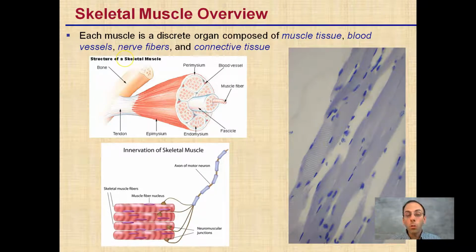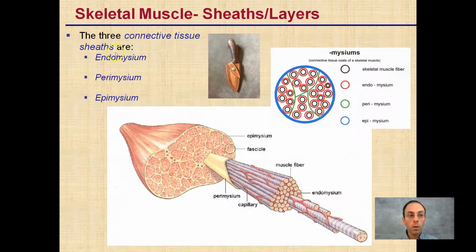So, skeletal muscle overview. Each muscle is a discrete organ composed of muscle tissue, blood vessels, nerve fibers, and connective tissue. Again, here's a little bit bigger image of the microscopic look. It does have neurons connecting it because we need a way for our brain to tell that muscle to contract. Because it is voluntary controlled, that is why we have the motor neuron. So the three connective tissue sheaths are the endomysium, the perimysium, and the epimysium.